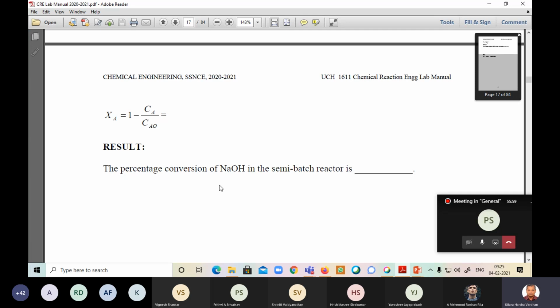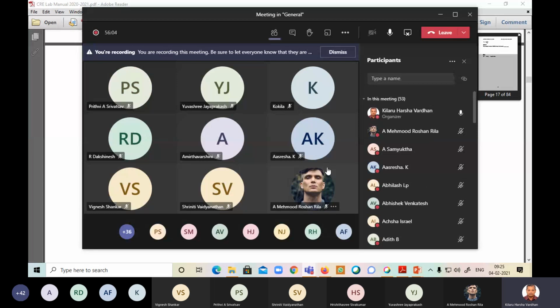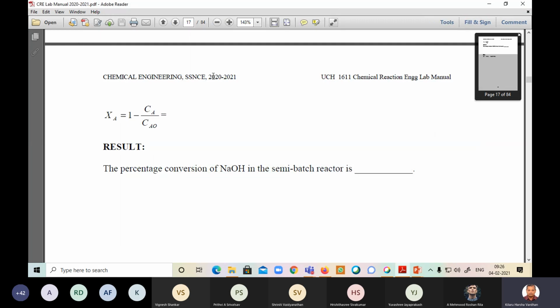Okay. Any doubt? I hope I cleared your doubts. Now you can do your calculations and submit. Sri Vignesh, I think 53 people are there. You take the attendance and send to me. 53, including me, so 52. Any other doubt in the calculation part?